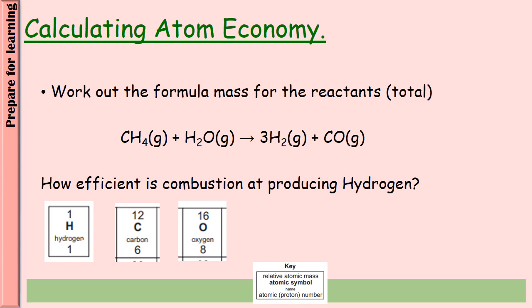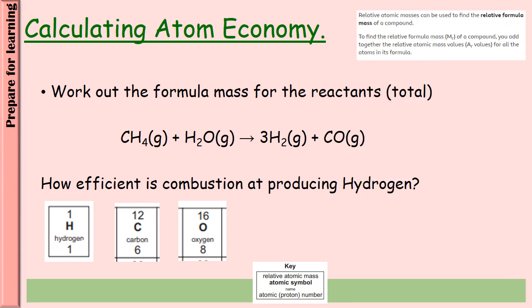So, first task, reactants. That's the stuff on the left hand side of the equation, the things we're reacting together, methane and water. And we're asked to work out the formula mass. To remind you, we're going to take the mass numbers for the carbon and the 4 hydrogens in methane, add them together, and we're going to add the mass numbers for the 2 hydrogens and the oxygen in water, and add those all up together. That tells us the mass of all the reactants we have together. So that's going to be the first part.